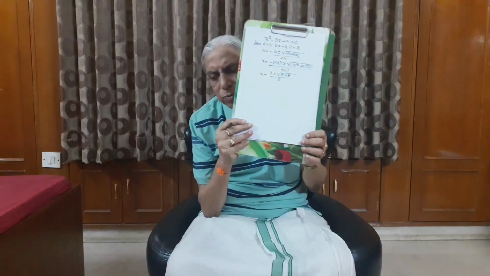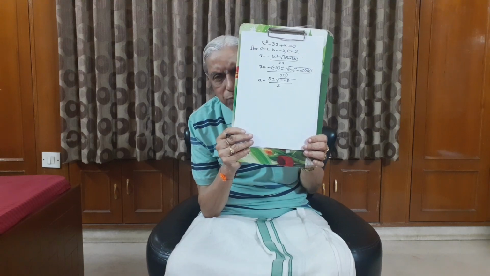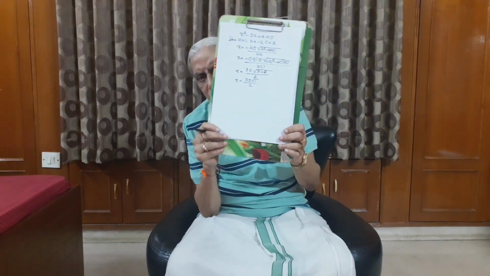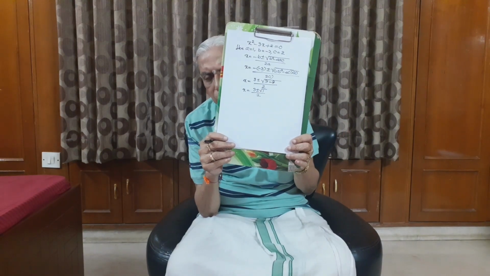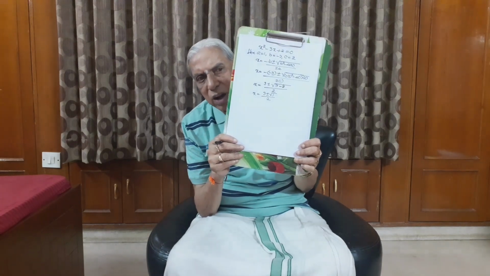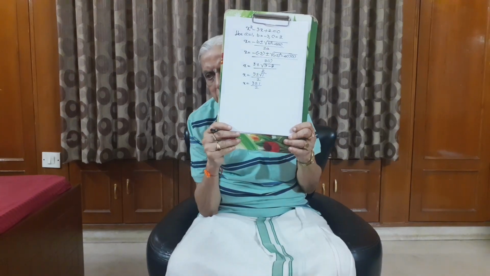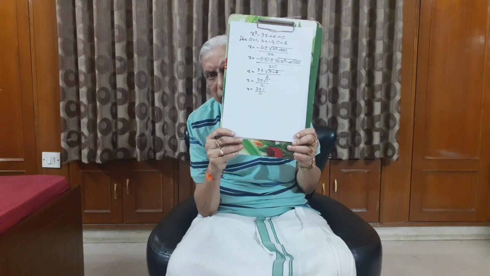Actually, very easy method of solving quadratic equation. Formula method is the easiest method. Of the three methods, this is the easiest method. X is equal to 3 plus or minus square root of 1 divided by 2. Correct? 9 minus 8 is how much? 1. Square root of 1 is a perfect square, 1, no? Therefore, x will be equal to 3 plus or minus 1 divided by 2.